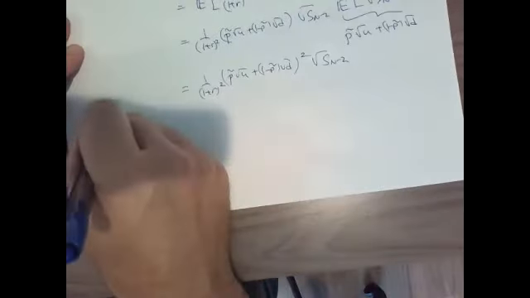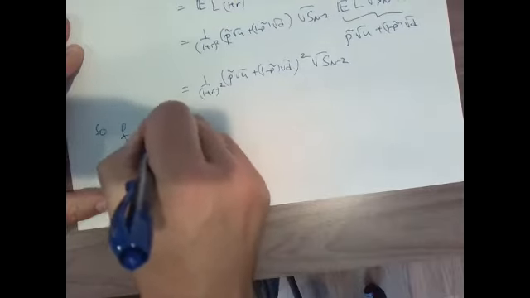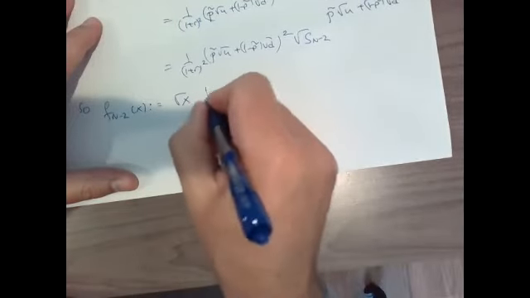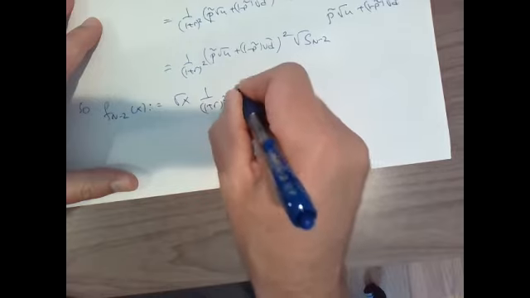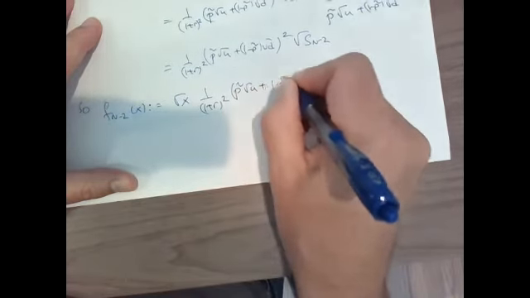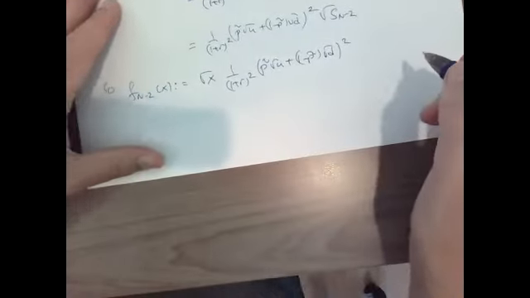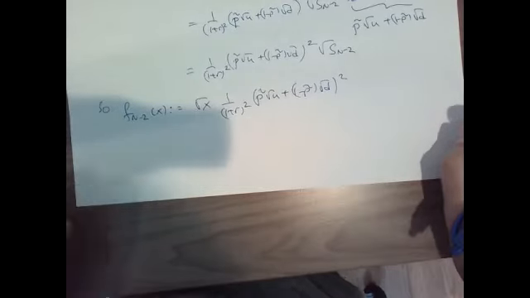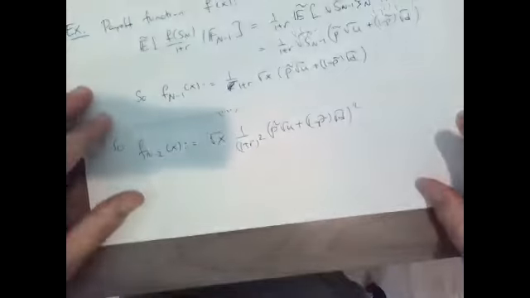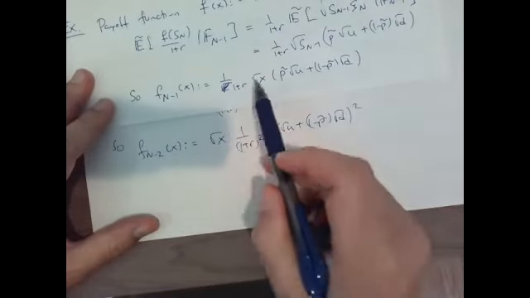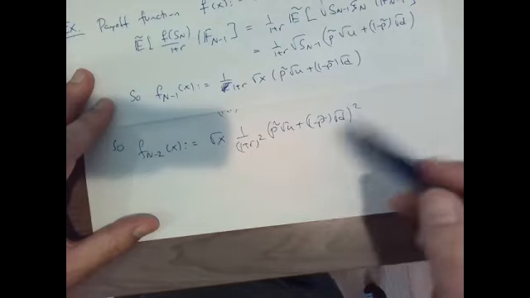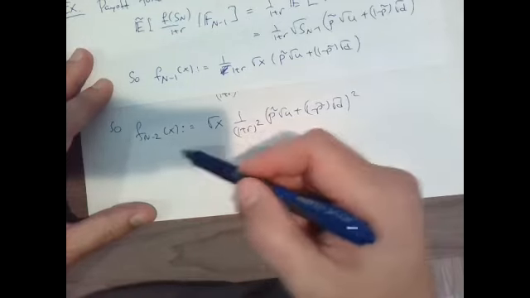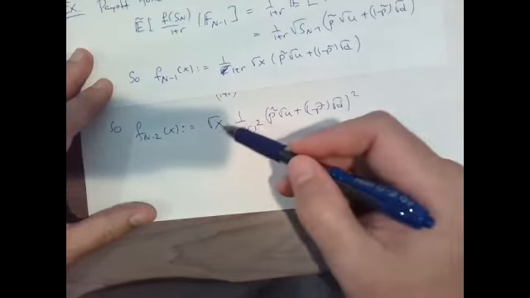So your next function, fn minus 2 of x, is given as this: square root x, times 1 over 1 plus r squared, p tilde root u plus 1 minus p tilde root d, squared. This is how we create all these functions. So fn minus 1, this mess, fn minus 2, this mess. You can now recognize the pattern: if we were to compute fn minus 3, you're going to get a higher power here, but it'll still be a square root.